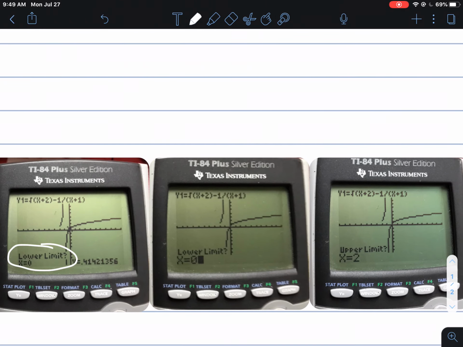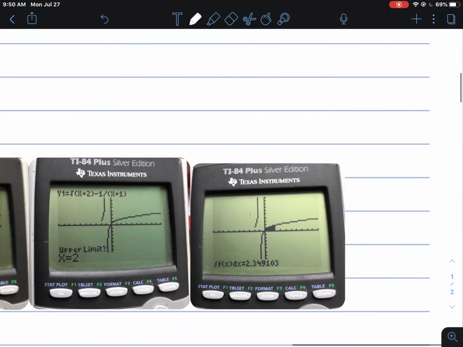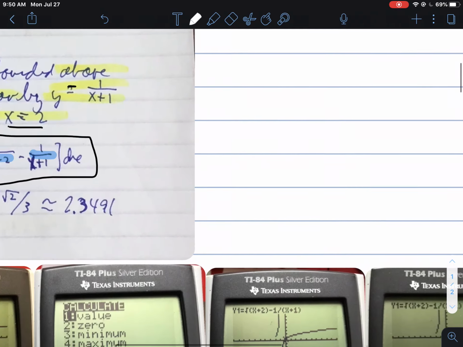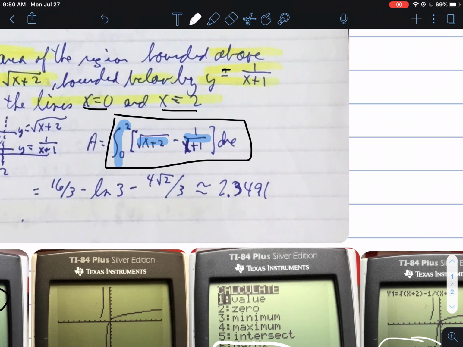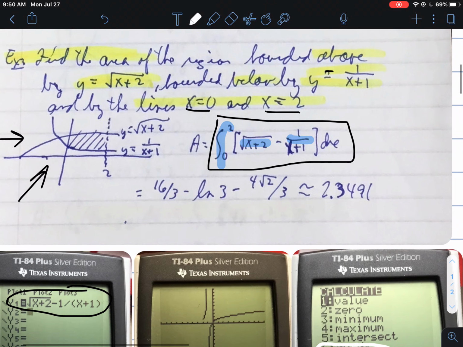Hit enter. It will then ask you for the upper limit. Just type in your upper limit, which in this case is 2. Hit enter. And notice it gives you the approximation of the area under the curve. It also shades it in on the graph itself. Right? And so there's the approximate value of that integral, approximately 2.349103. I approximated it up here to approximately 2.3491. So however many decimal places we care to go to.